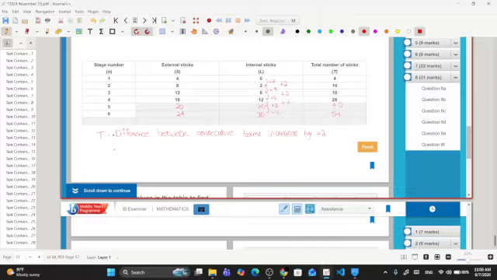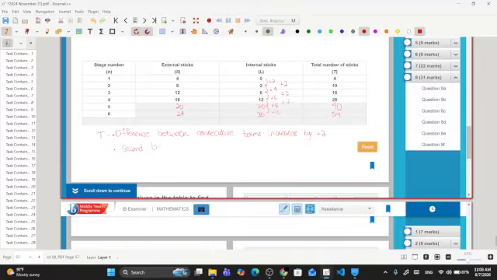Adding on, we can also say that all of the numbers are divisible by 2, because 18 and 54 are not divisible by 4. So we can say that. Or we can just simply write the second tier difference is positive 2.